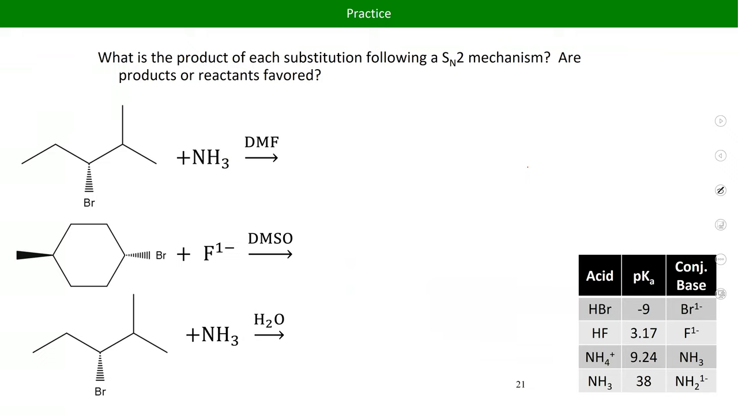All right, let's do some practice. For starters, we don't need to worry about solvent effects or the strength of the base. It just says, what is the product if it goes through an SN2? And then it says, are products or reactants favored? That's when we look at how strong a base we have, or how strong the nucleophile is.